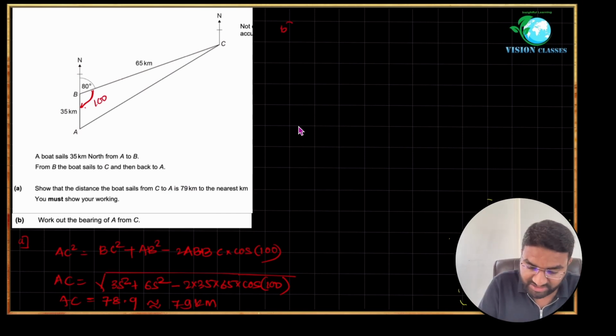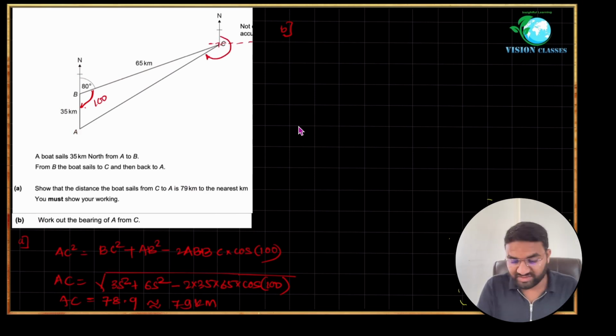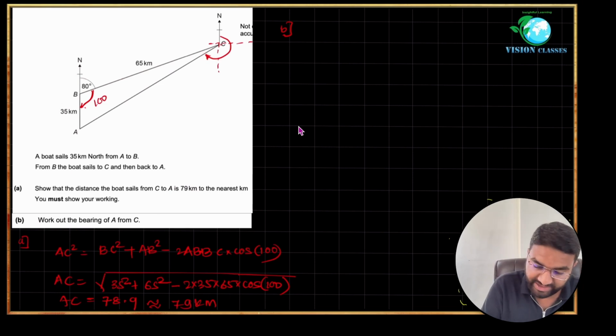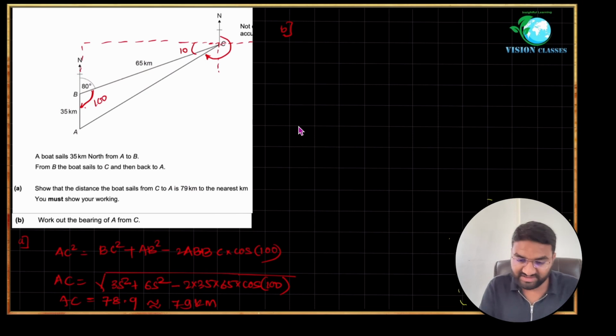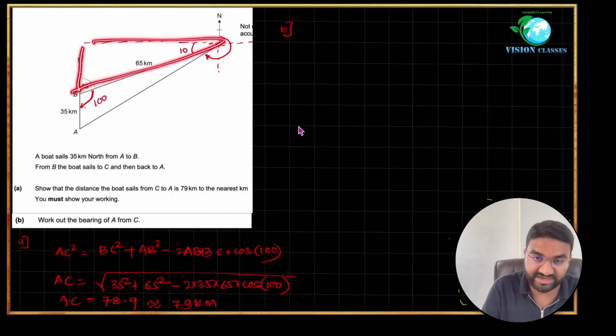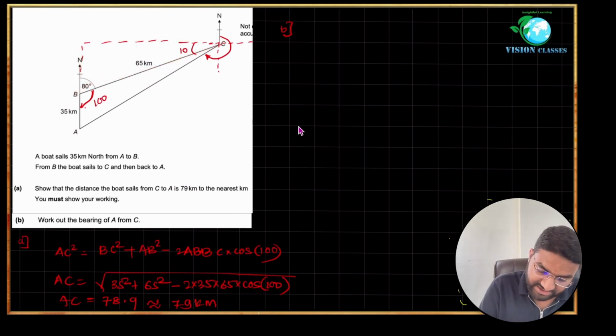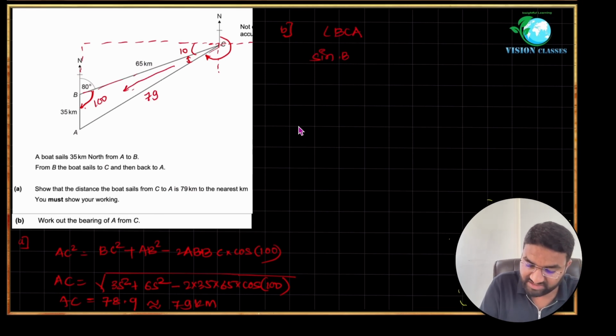Now part B: work out the bearing of A from C. This bearing part we have to calculate here. This is 180 and this is this much angle, and we have to identify how much it is. First, if you complete this triangle here, this is 80, so this part is just 10, as it is a right angle triangle. Then we have to calculate this angle as well, angle BCA.